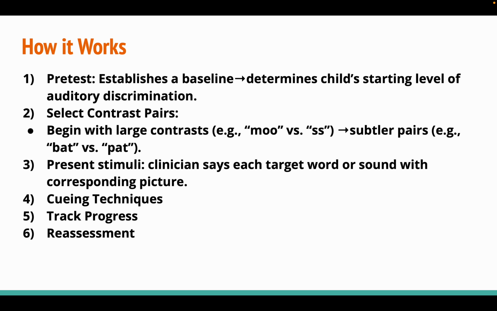CAST starts with a pretest to establish the child's baseline for auditory discrimination. The clinician then presents select contrast pairs, starting with larger differences such as moo versus bee, and then moving to more subtle pairs like bat versus pat. During training, the clinician says each target word while showing a picture, and then the child identifies the correct image. If needed, the clinician uses cueing, such as lengthening sounds in order to clarify contrast, tracks accuracy, and gradually increases difficulty. Finally, the pretest materials are reused to reassess progress and monitor improvement over time.